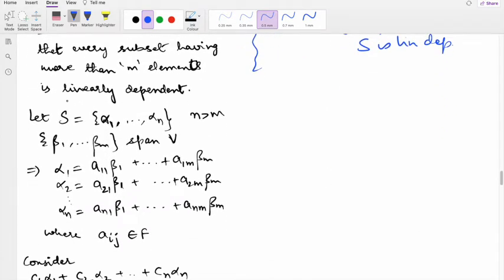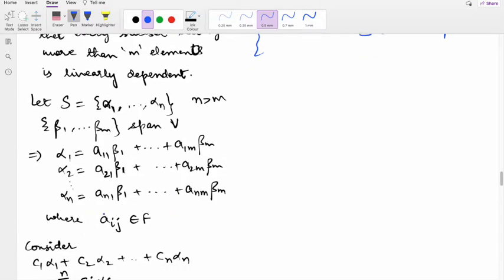Let's say S is a set alpha 1 to alpha n, such that n is more than m, and we know that beta 1 to beta m spans V. Spanning V means any element in V I can represent as a linear combination of these vectors, from the previous theorem which we saw. So I can represent all of alpha 1 to alpha n as some linear combination of beta 1 to beta m. Let those combinations be a11 to a1m and so on, and we know that aij has to be from the field F over which the vector space is defined.